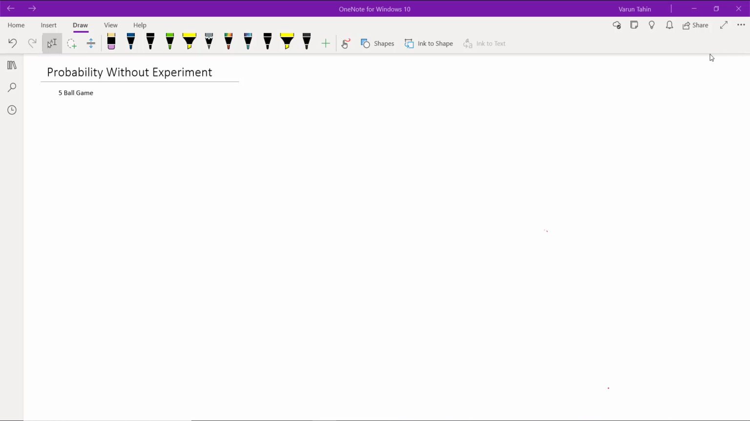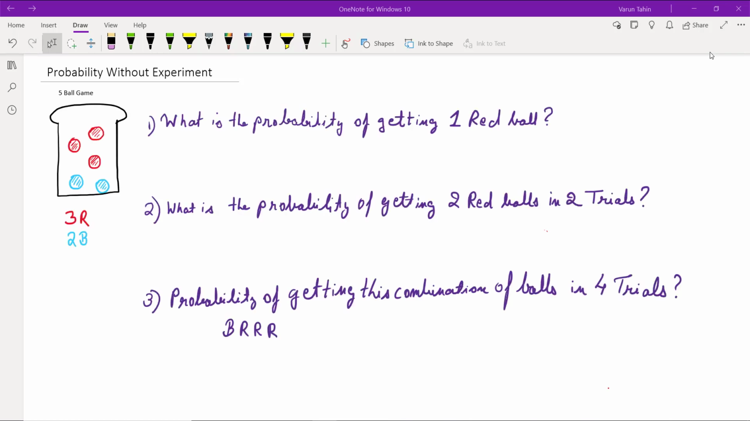some questions, but this time we will not do the experiment, or in other words, we will not consider the number of users playing. Now let's say that we have the same number of balls in the bag, that is 3 red and 2 blue balls. So what is the probability of getting exactly one red ball? So this should be 3 by 5, because the total number of balls is 5 and out of that 3 are red. So this is 0.6.